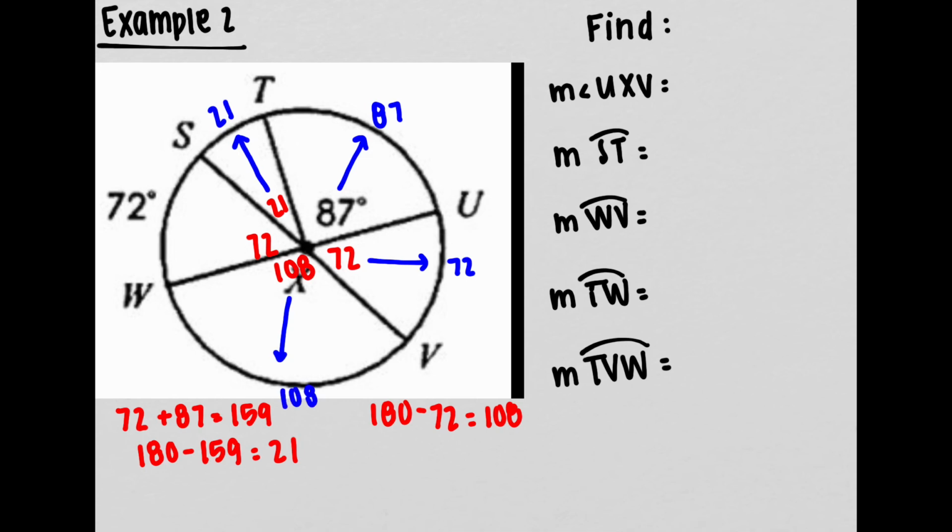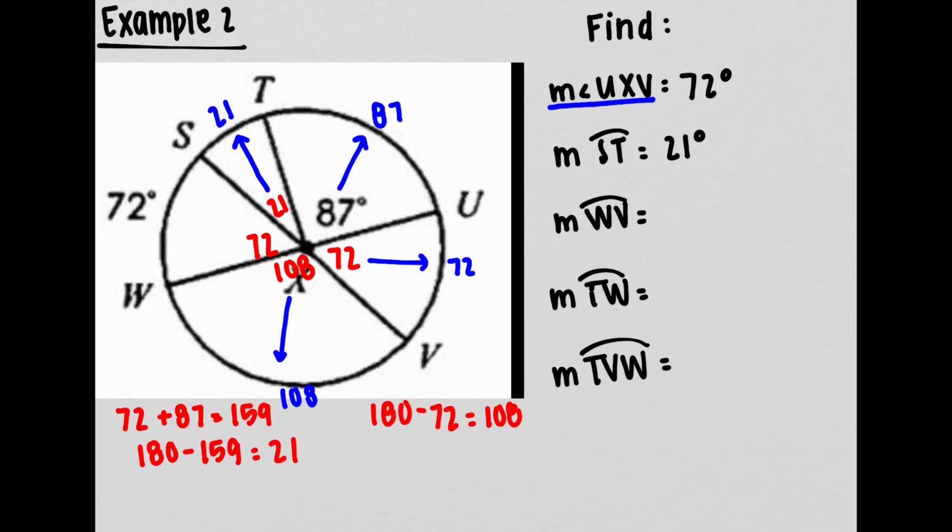I can now start looking at my questions and figuring out what I need to find. So this first one, I asked you for the measure of UXV. So I have UXV. It's this angle right here. I've already found it, and I know it's equal to 72 degrees. The next one is the measure of arc ST. So from S to T, I want to know what this arc measure is. I've already found it. I know it's 21 degrees.